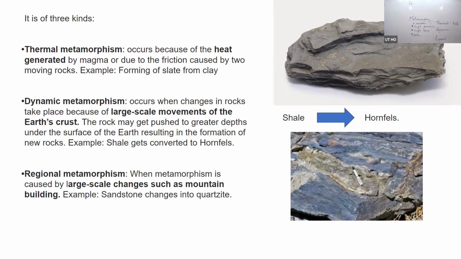Or due to the friction caused by two moving rocks. Means how the heat is generated: you have one rock, you have another rock. When they move in opposite directions and rub each other, there is friction. That's when again heat is generated. Dynamic metamorphism. So like that, slate from clay is formed.